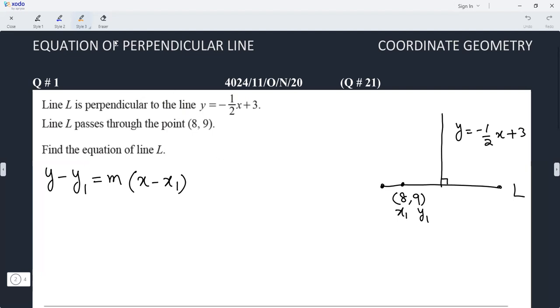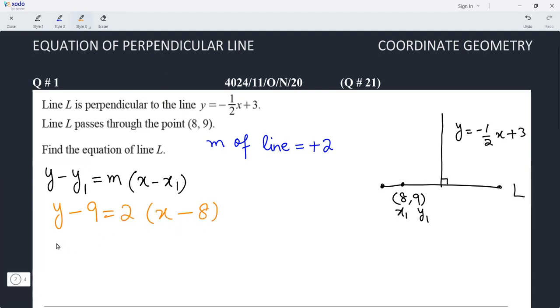So what about m? For the gradient, we have to look at the equation of the line that is perpendicular to line L, in which the gradient is -1/2. What about the gradient for line L? It is the negative reciprocal of that gradient. Negative times negative becomes positive, and the reciprocal of 1/2 is 2. So we replace m here by 2. And y1 is 9, so y minus 9 equals 2 times (x minus 8).